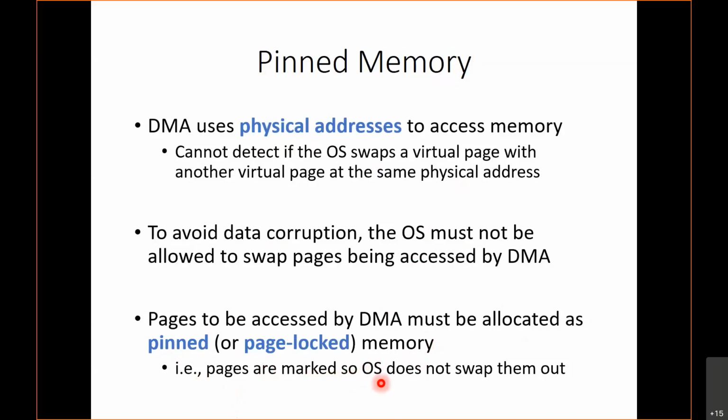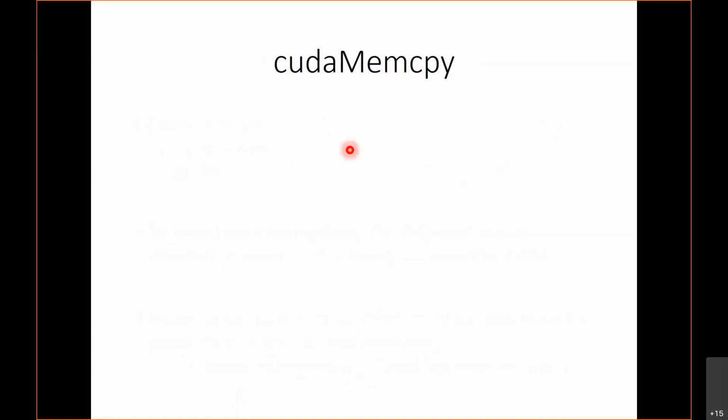Okay, so now this brings us to CUDA memcpy. Having now known that CUDA memcpy uses DMA and that DMA requires pages to be pinned, how do you think CUDA memcpy works? What does CUDA memcpy do?